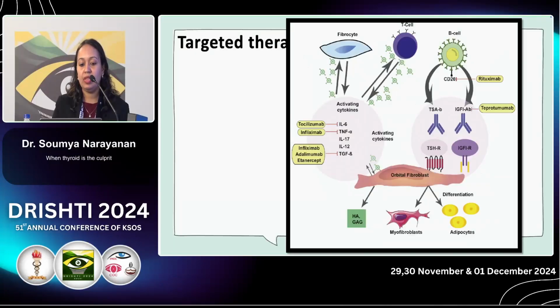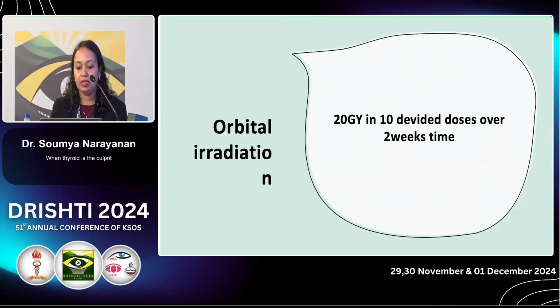There are targeted therapies, like the revolutionary teprotumumab, which affects the insulin-like growth factor receptor. Studies show it has the same efficacy as decompression. We can also use rituximab, which is targeted against CD20. Others are tocilizumab, blocking interleukin-6, infliximab, adalimumab, and etanercept. Orbital radiation can also be used as adjuvant therapy when IVMP management is not effective. It is given as 20 Gy in 10 divided doses over 2 weeks.